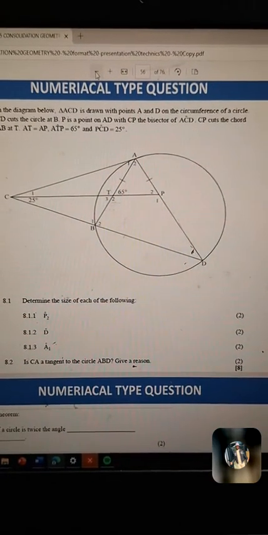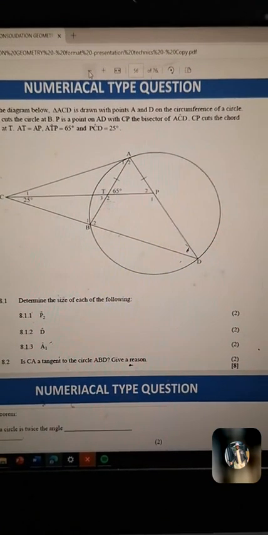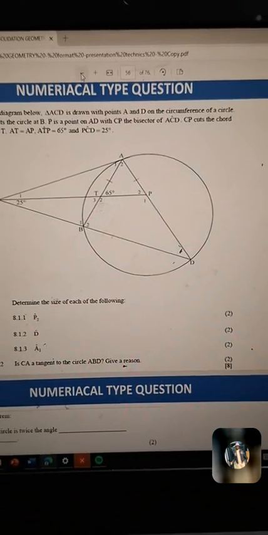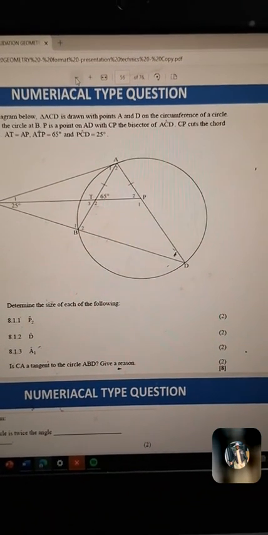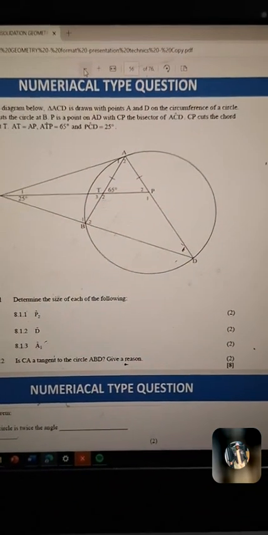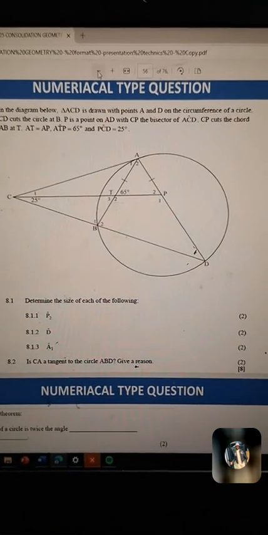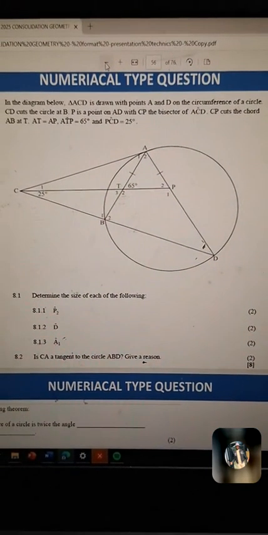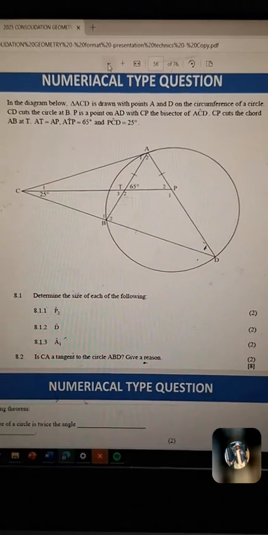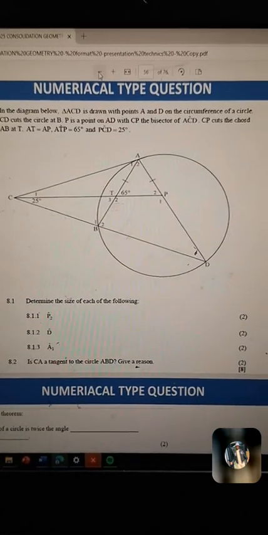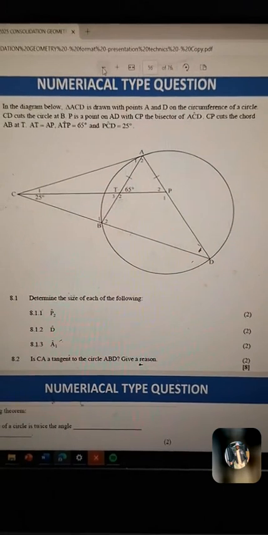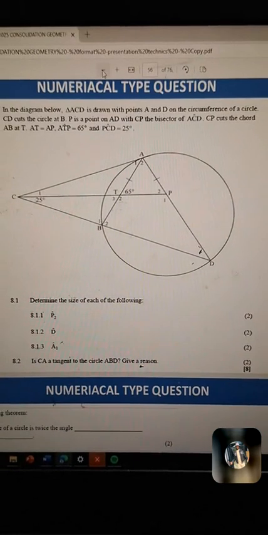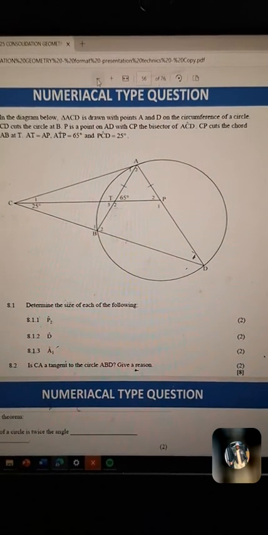Okay, yeah. So we can find T3. T3 is equal to 65, vertically opposite angles are equal. Then we can find B1, using the sum of angles in triangle CTB. So B1 is equal to 180 minus 65 plus 25.